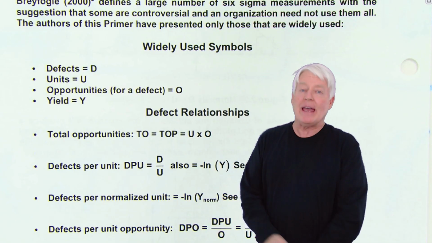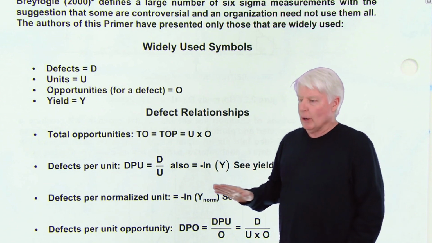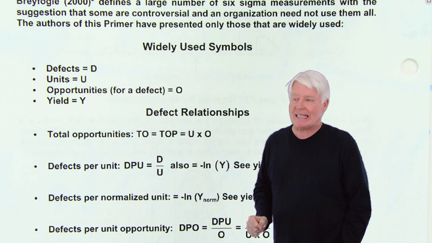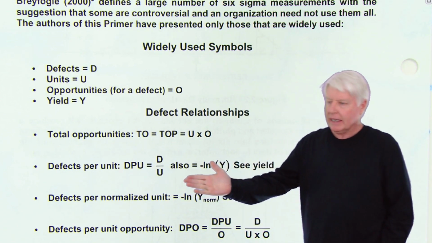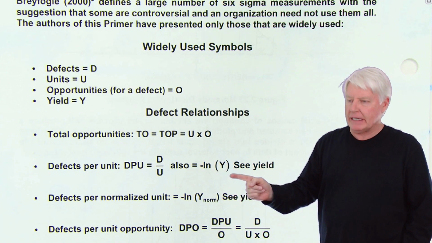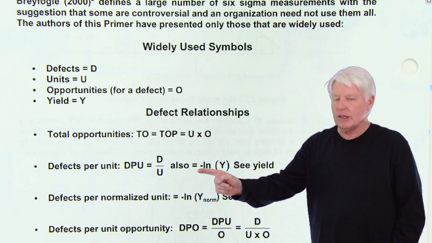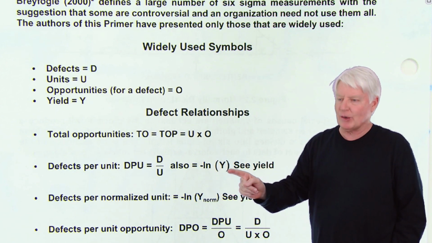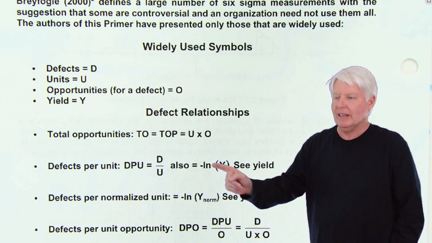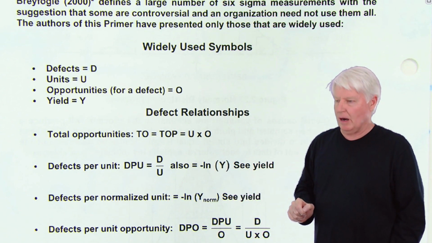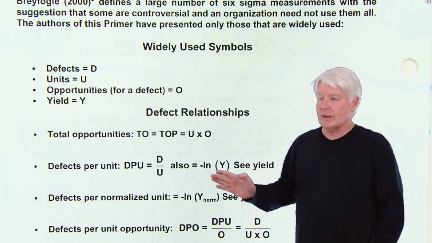Okay, here we are in the primer, and notice what it says, defects per unit. That's exactly what we were looking for. And it says natural log of the yield. So we'll take the yield, take the natural log of it, and then use the negative sign. Because when you take natural log of yield, it's going to give you a negative sign. Take the negative, and negative makes it positive. And that's how you do this one.